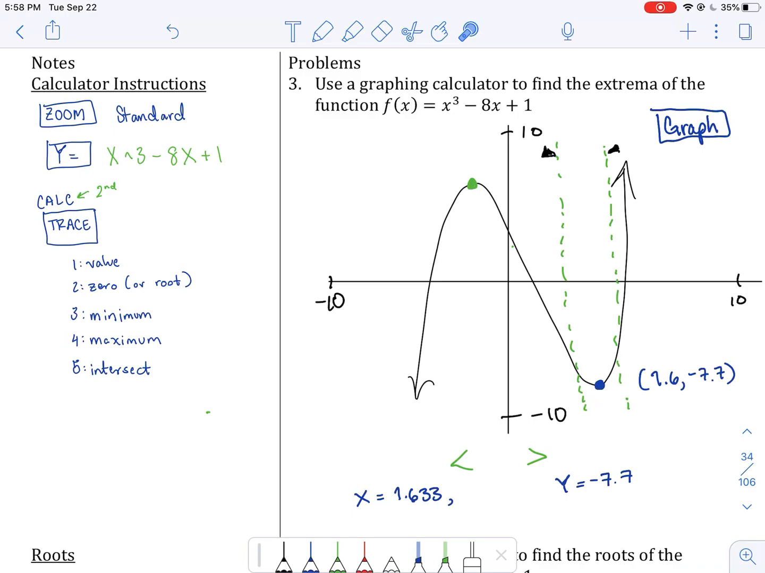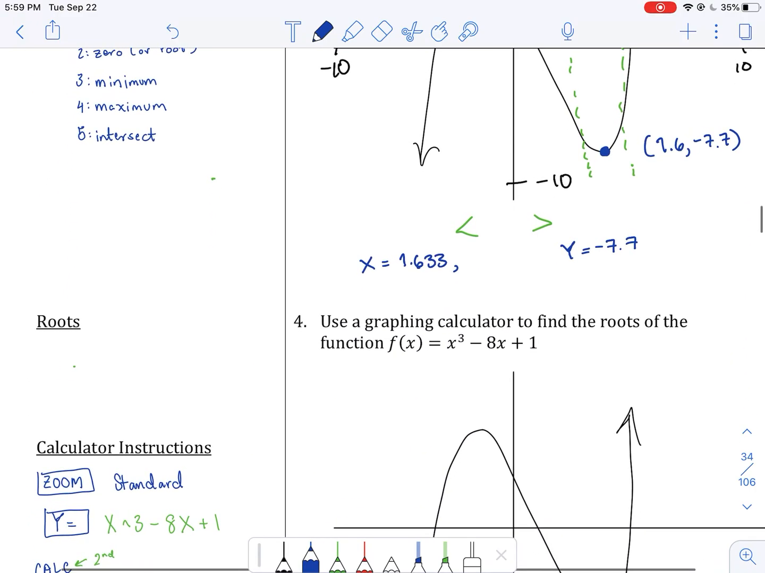and I am sorry I misled you. It was a fun prank for us all. To find the maximum, you'll find the left bound, the right one, click enter, and it will give you this maximum value here, which in this case is the point negative 1.6 and 9.7. So that's how you find your maximums and minimums.